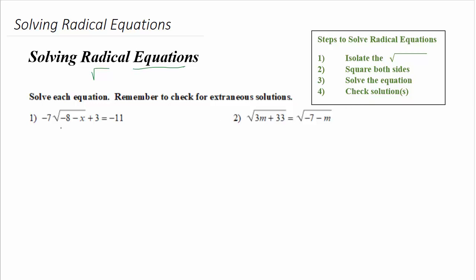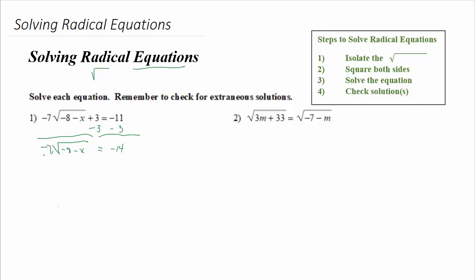So let's take a look at our first equation. Here we have negative 7 times the square root of negative 8 minus x, plus 3, and it equals negative 11. What we're going to want to do is get this square root by itself. We've got a choice to get rid of negative 7 or plus 3. We always like to get rid of addition first. So let's subtract 3 from both sides, and then that'll leave us with negative 7 square roots of negative 8 minus x equals negative 14.